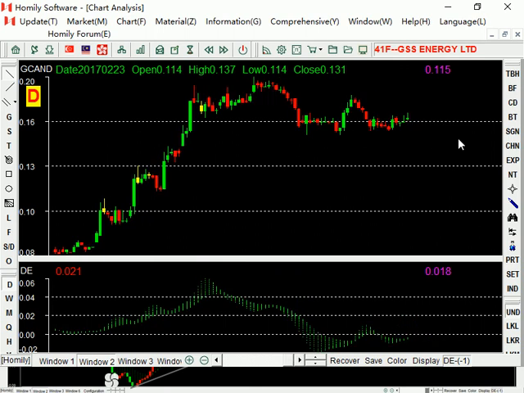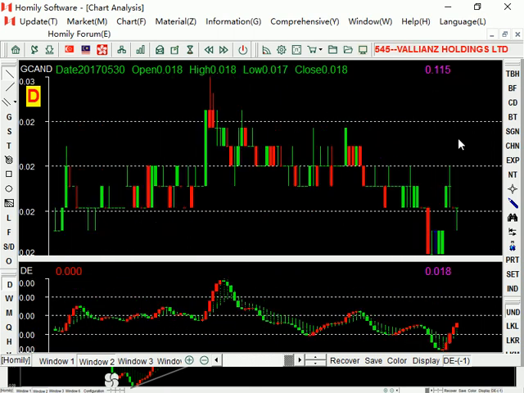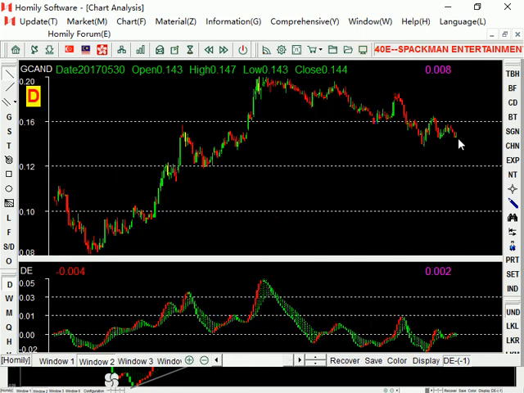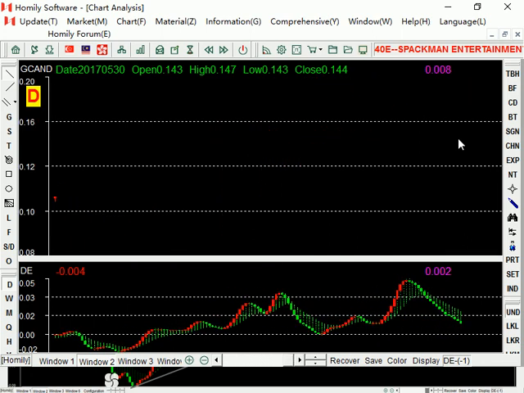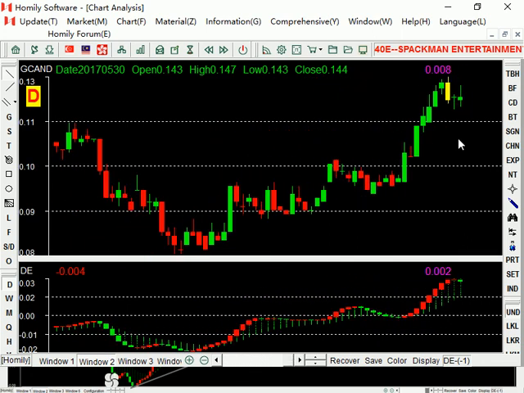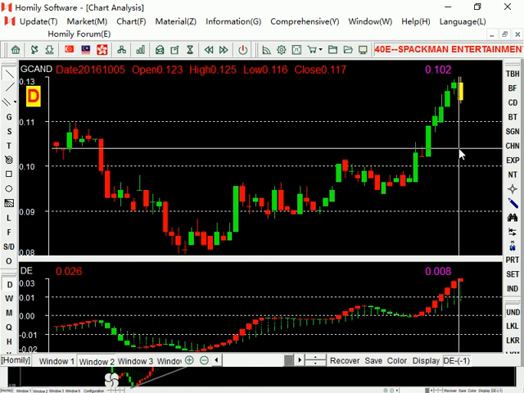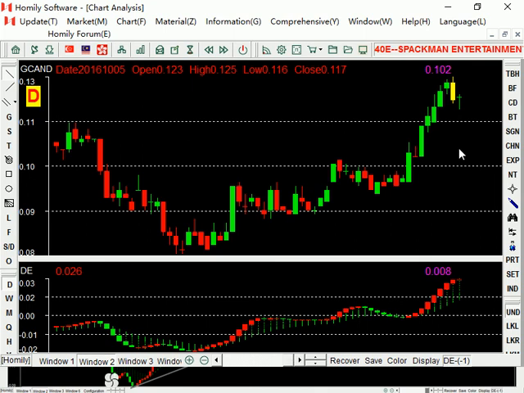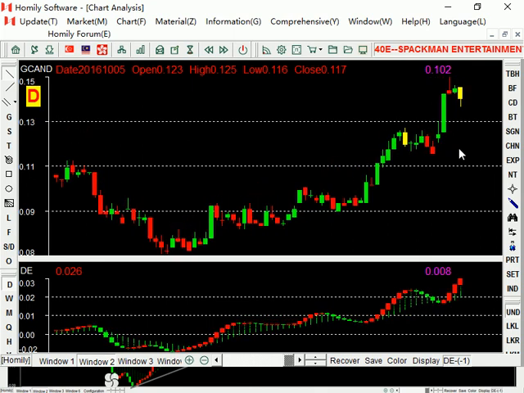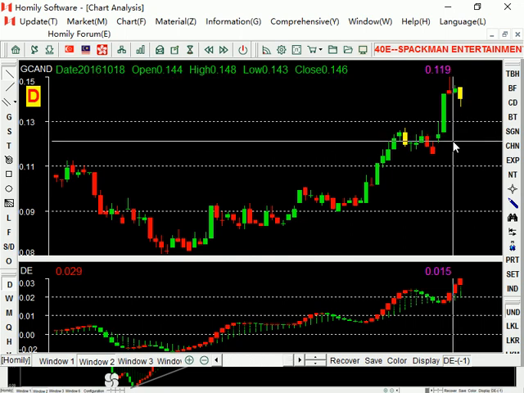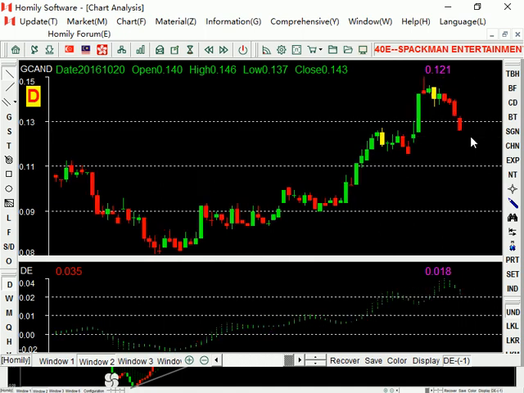Then see some individual stocks. Okay, then we see this one. Yellow candlestick appears. This is a warning signal. Next day, we sell or not? Just keep it. No need to sell, okay? So this one, yellow appears again. Next day, sell or not? Wait and see, okay?